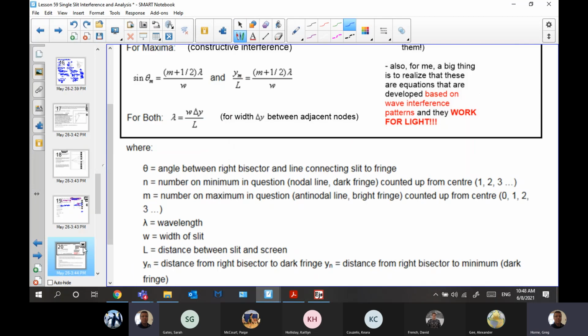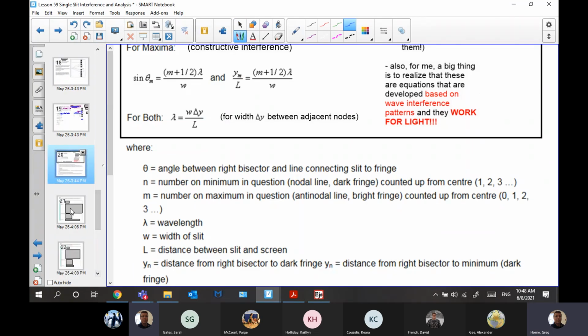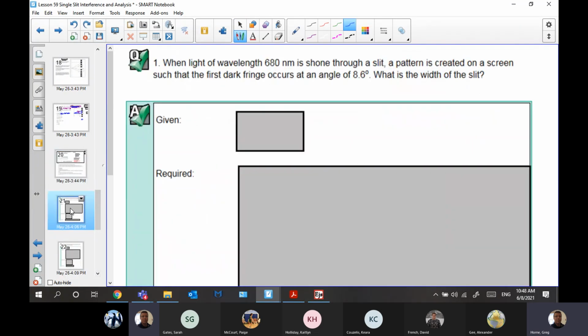So let's just see it in action here, those equations. Okay, so it says, when light of a certain wavelength, so they gave me wavelength, I'm obviously going to make note of that, so I remember to use it, is shone through a slit. So it's a single slit. Notice that it is a single slit.